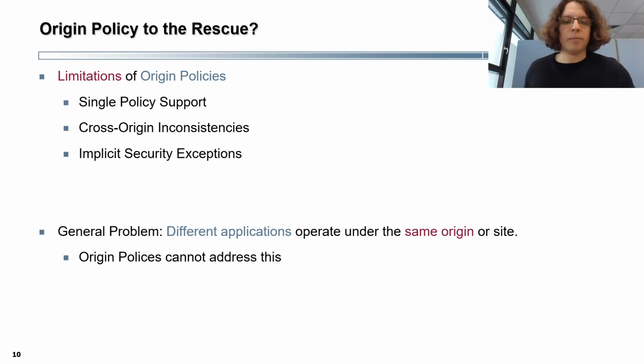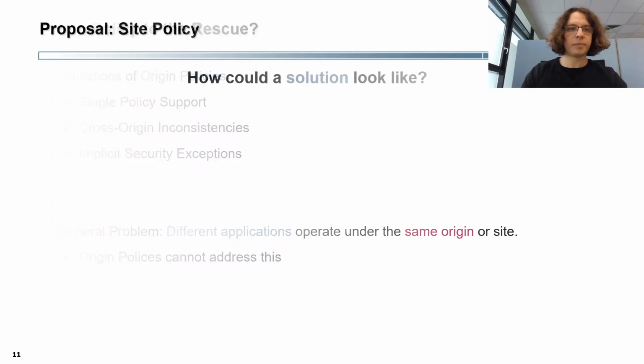So what's the general problem? Our measurement has shown that, according to the security standards, different applications operate under the same origin or site. So we have one origin, but we have different applications which have by design or by nature different security needs. And origin policy simply cannot address this because if we have different security needs on the same origin and we can only define one policy, either the policy is too strict, which would not allow all applications to work, or it would not be sufficiently secure.